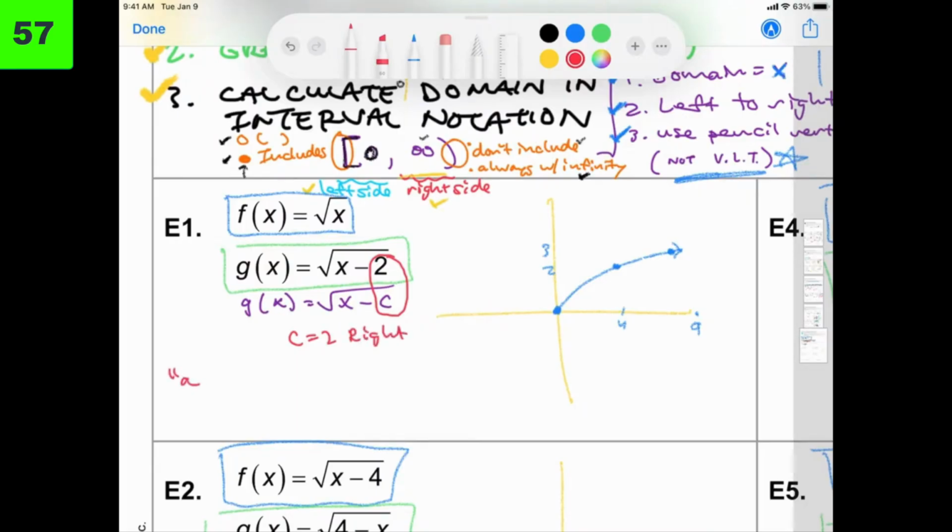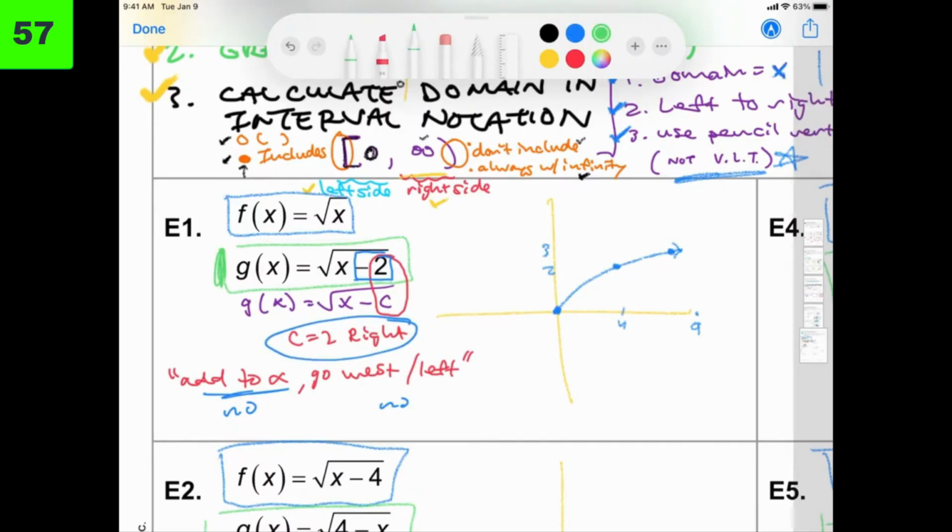Remember the silly phrase, add to x, go west or left? Do you guys remember that silly phrase? Well, how does that work? Right here, it's not a plus. It's not adding, so no. So you're not going left, you're going what? Right. So if I had a graph g of x, which is in green here, I'm going to graph that, you're just basically being shifted over here to 2. And that's all you really need, okay?